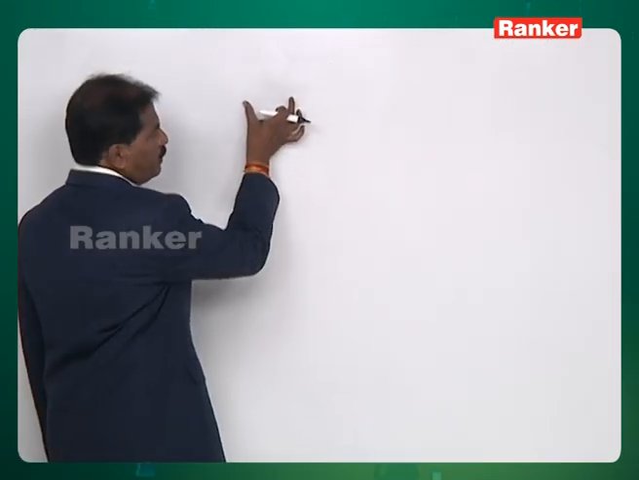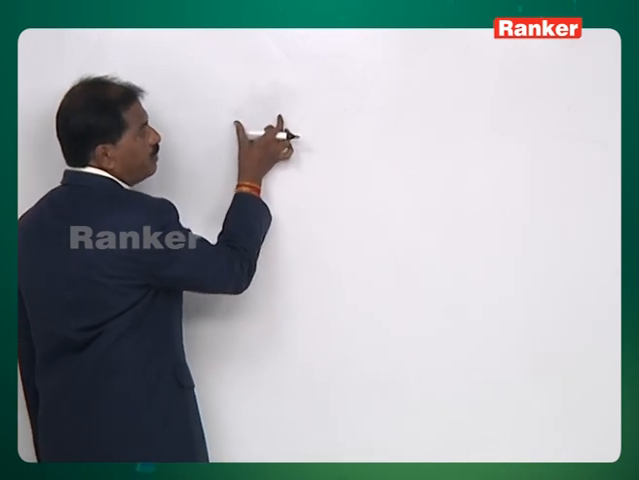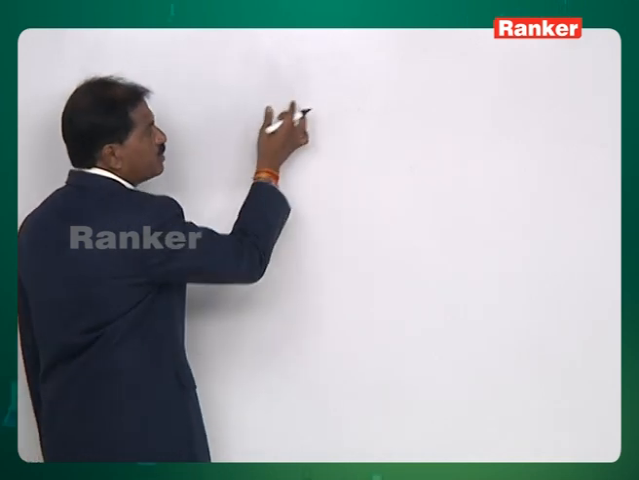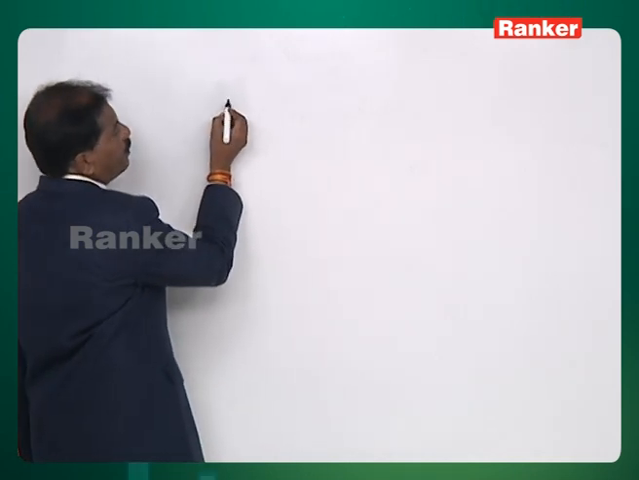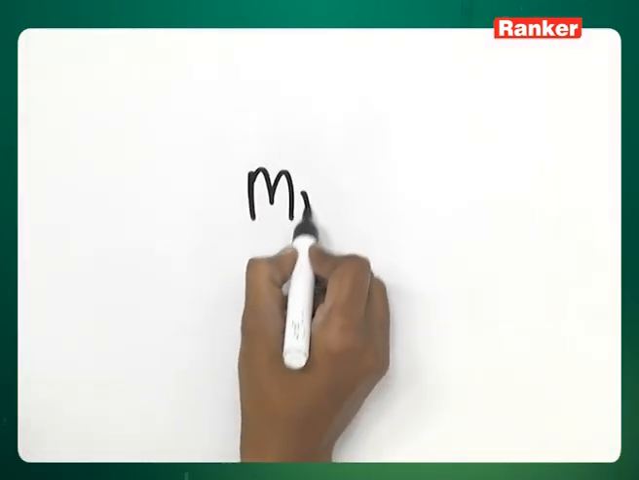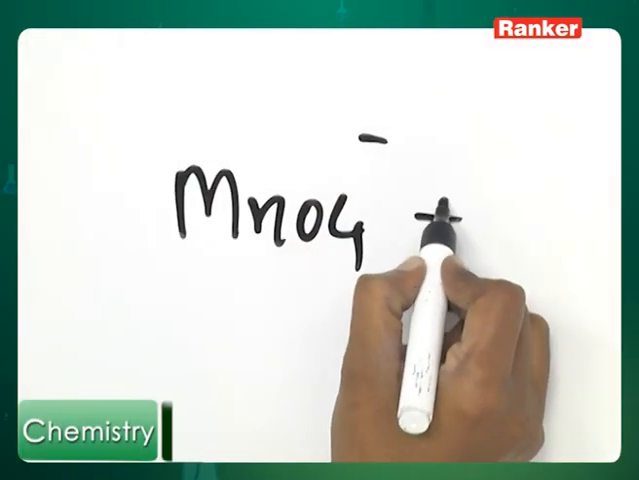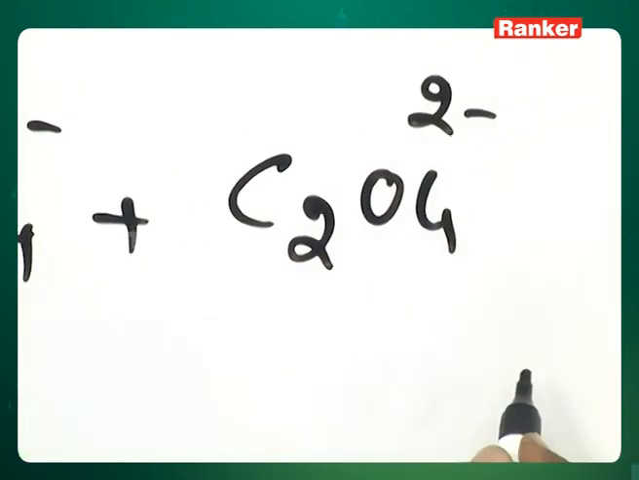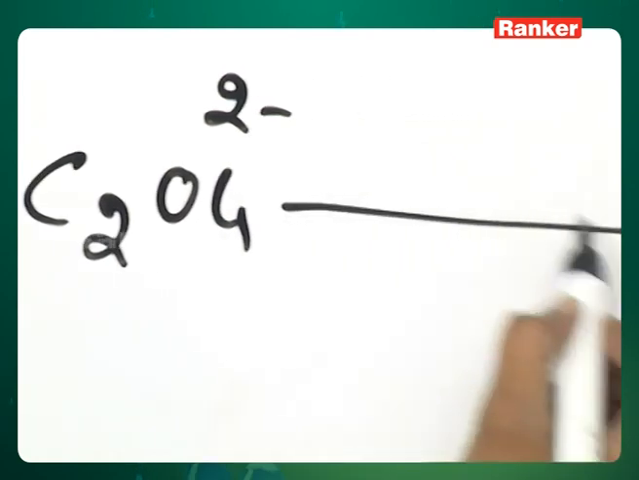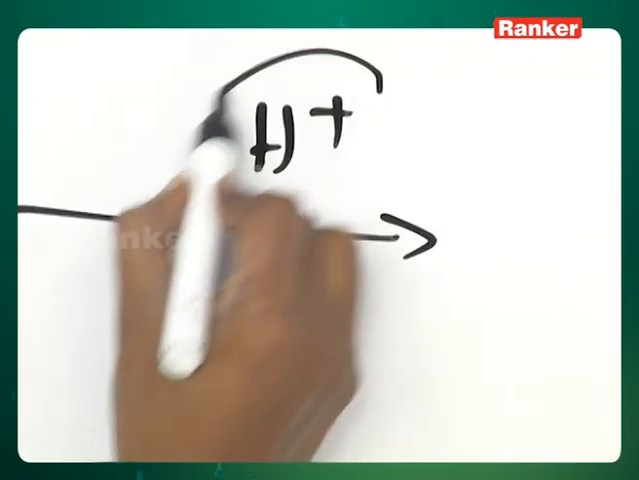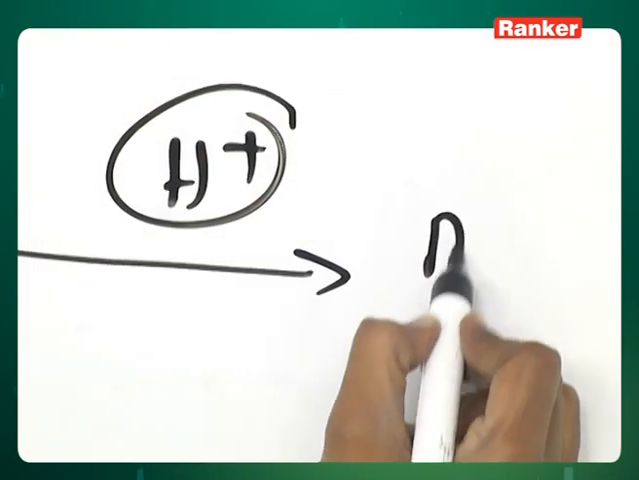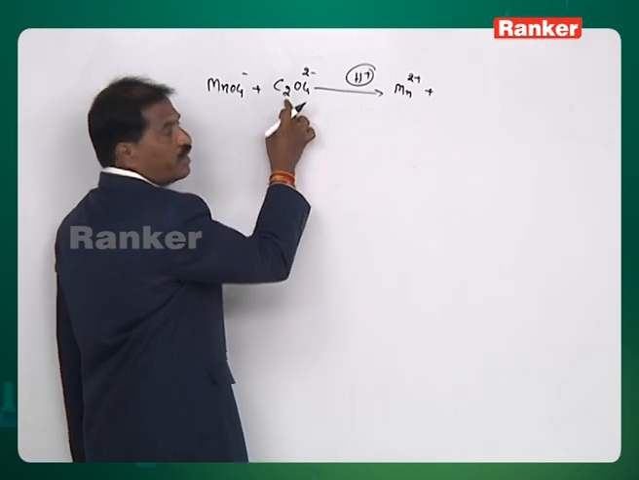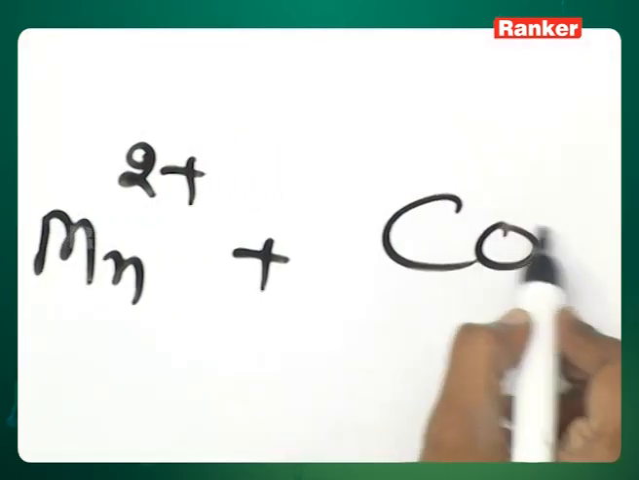Now let us take one example to identify the valency factor and see how to proceed with the calculations of numericals involved in these redox reactions. Let us say MnO4⁻ permanganate is reacting with oxalate, C2O4²⁻. The reaction is taking place in acidic medium. MnO4⁻ will be reduced to Mn2+. Next, oxalate will be oxidized to CO2.